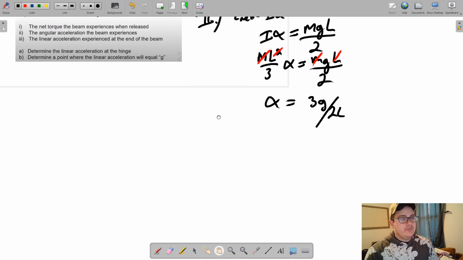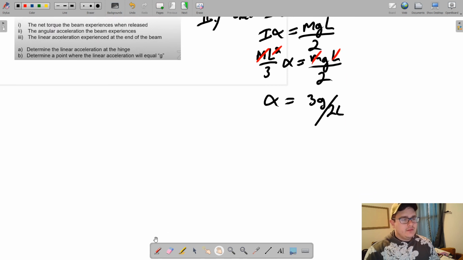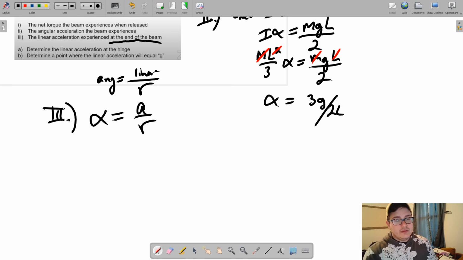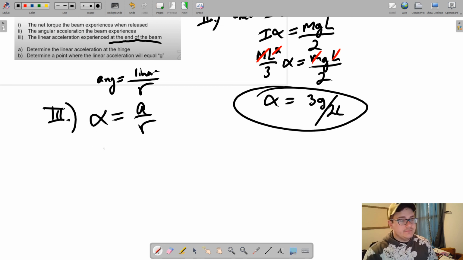Okay, moving on. The linear acceleration experienced at the end of the beam. Now, if we remember, when I told you about linear kinematics, you can take any angular component and take its linear component and divide it by radius. So we're going to take angular acceleration equals linear acceleration all over r, and so what we're going to do is plug this right on over here. So angular acceleration is 3g all over 2L.